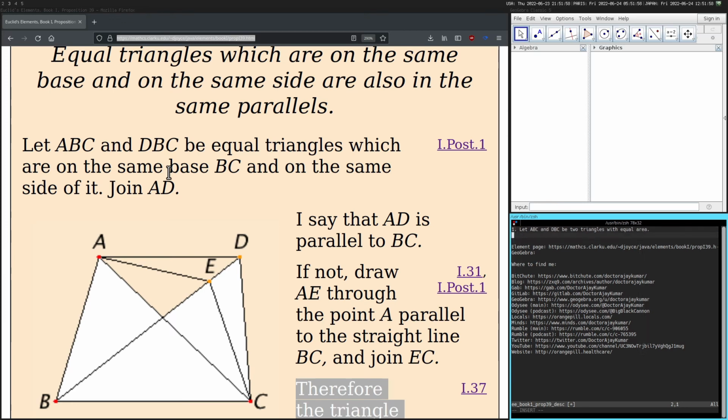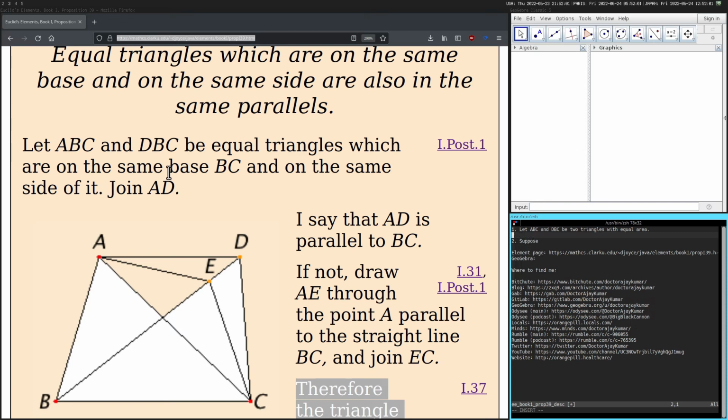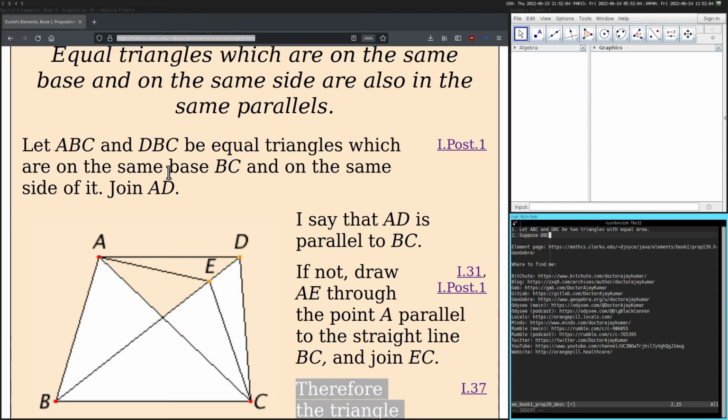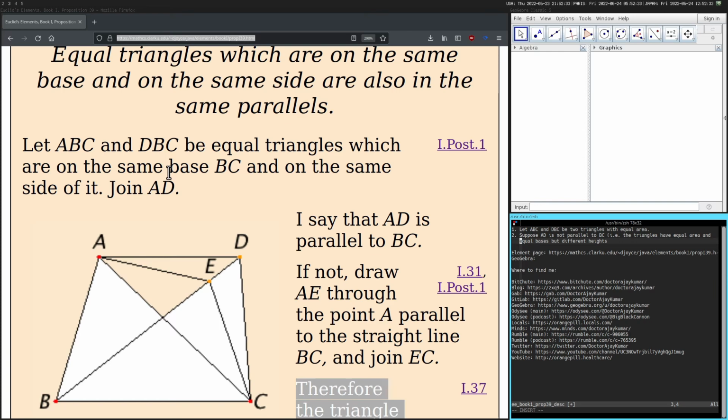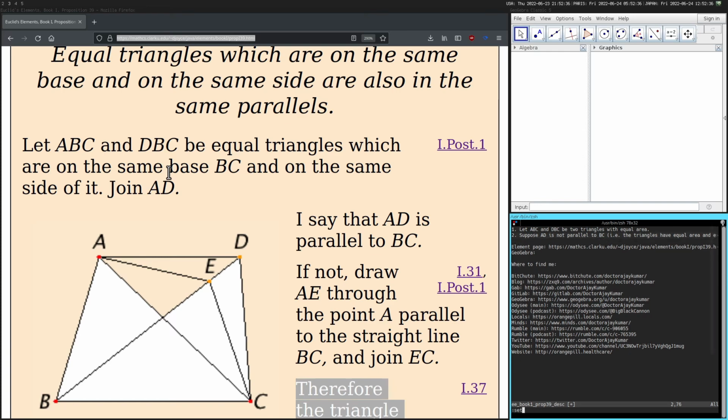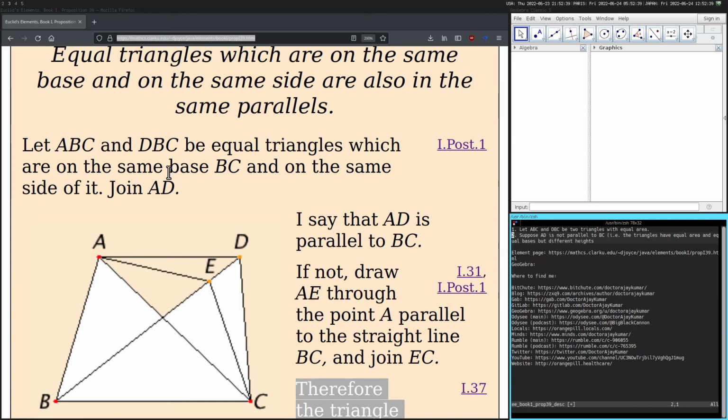This is step 1. 2, suppose AD is not parallel to BC, i.e. the triangles have equal area and equal bases, but different heights in modern terminology. Oh, shit. That's right. Okay.